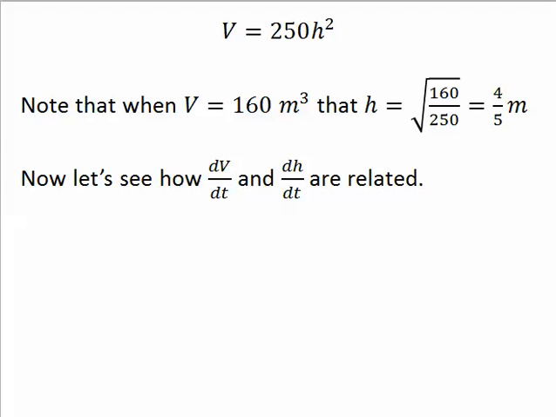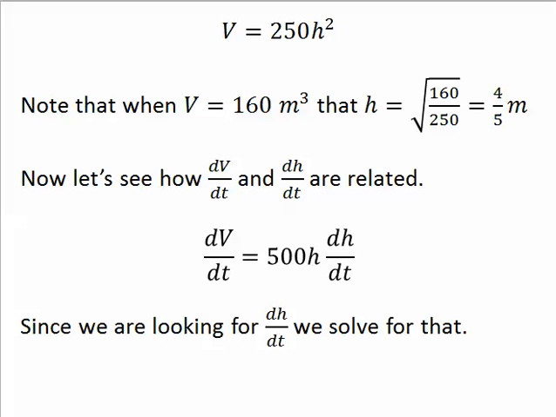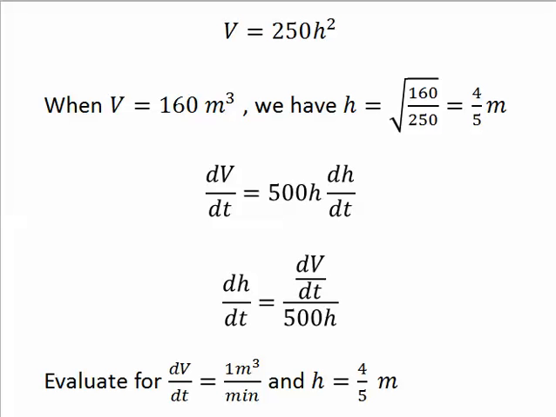To do that, we have to figure out how dV/dt and dH/dt are related. So take the derivative of our volume formula, volume equals 250h squared. Take the derivative of both sides with respect to t. And when we do that, we get dV/dt equals 500h dH/dt. And then solve for dH/dt. dH/dt is the ratio of dV/dt and 500h. Let's go ahead and evaluate this.